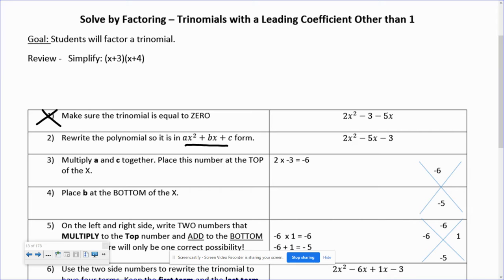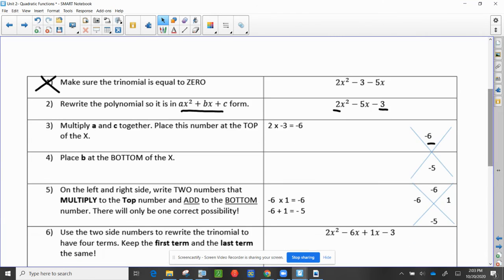But step 2 says to rewrite the polynomial so it's in descending order, meaning the x squared term comes first, then the x, and then your constant last. Okay? So the way we factor these is we make this x method. In the top, we're going to multiply the first term times the last term, and that's what goes on the top of my x. The middle number is what's going to end up going on the bottom of my x. So this middle number of -5, that goes in the bottom. Then you have to figure out two numbers that multiply to the top number, but add to the bottom number. And that's going to be kind of our setup for these.